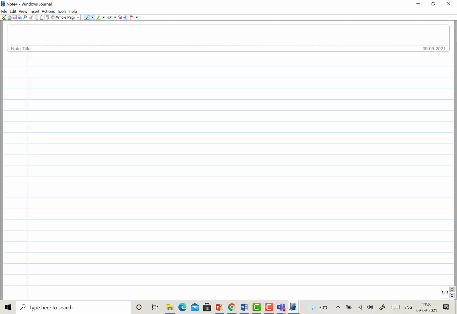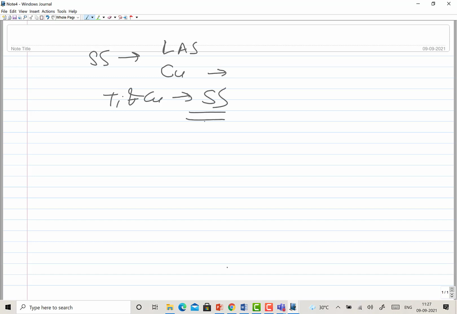And similarly, there is another common example where stainless steel is welded with multiple kinds of metals, which include, say, low alloy steels. This is one which is very common in thermal power plants. Then the stainless steel is also welded with copper alloys. This is used in developing different types of heat exchangers. And then we have titanium and copper systems, which are also welded to stainless steel.